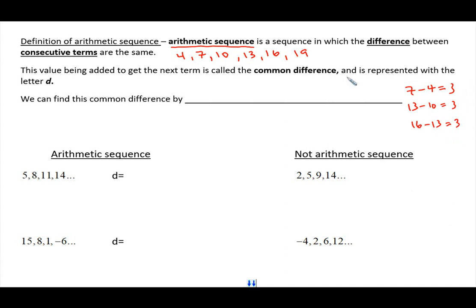So that's how you find what we call the common difference. So this number right here, you notice we add 3 each time to get the next number. This value, there's a name for it. It's called the common difference. Okay, and to find the common difference of an arithmetic sequence, you just have to remember, we can find the common difference by subtracting a term by the one before it.